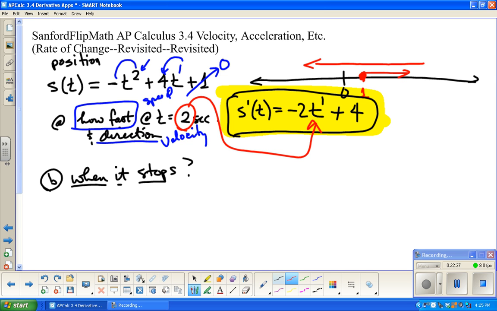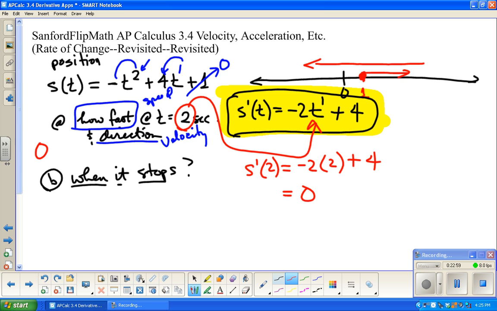Okay, so 2 seconds. Put that in. So I'm going to do s prime of 2 because I want to know how fast it's going at 2 seconds. So negative 2 times 2 plus 4. Well, that's 0. So what's that mean? It means I answered B also. All right, so how fast is it going at t equals 2? 0.